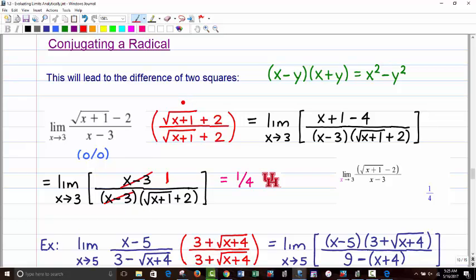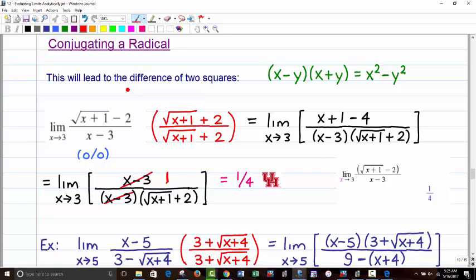So we have this problem. Limit as x approaches 3 of (the square root of x plus 1 minus 2) over (x minus 3). If you insert 3 in there, you will see it's 0 over 0, because always remember, just because you see a radical doesn't mean you have to do this. The key is when you plug the number in and you get 0 over 0, that's when you'll do this.